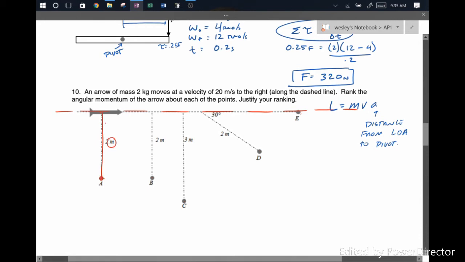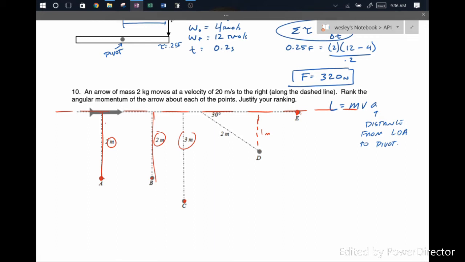So A is 2 meters away from the line of action, B is 2 meters away from the line of action, C is 3 meters away from the line of action, D, that's 30 degrees, D is that far away from my line of action. That's 2 sine 30, that's 1 meter away, and E is right on the line of action. So, we want to rank these guys.